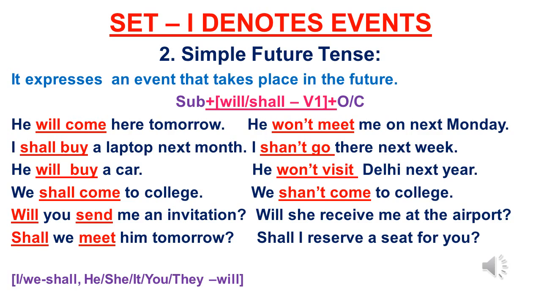Will you send me an invitation? Will she receive me at the airport? Shall we meet him tomorrow? Shall I reserve a seat for you? Here, all these sentences denote an event or an incident that is going to take place in the future.